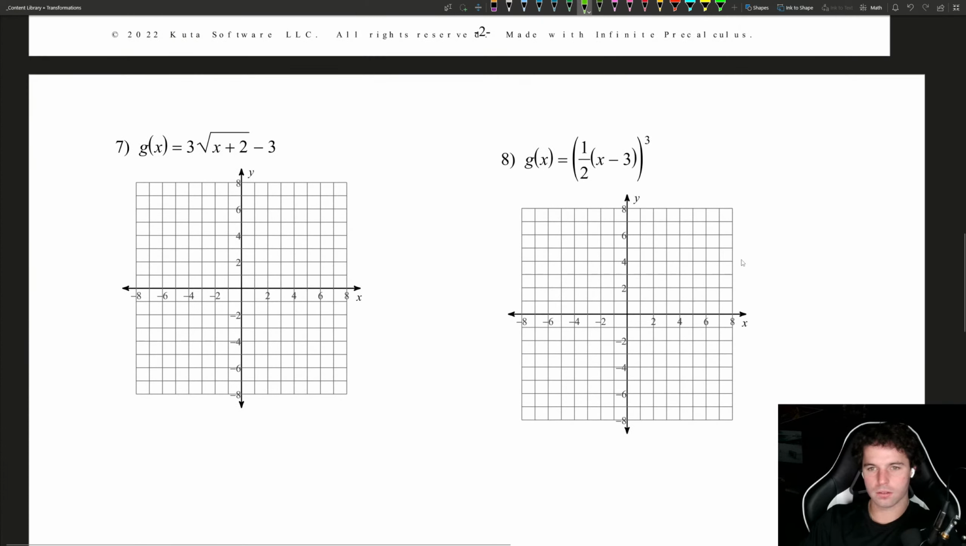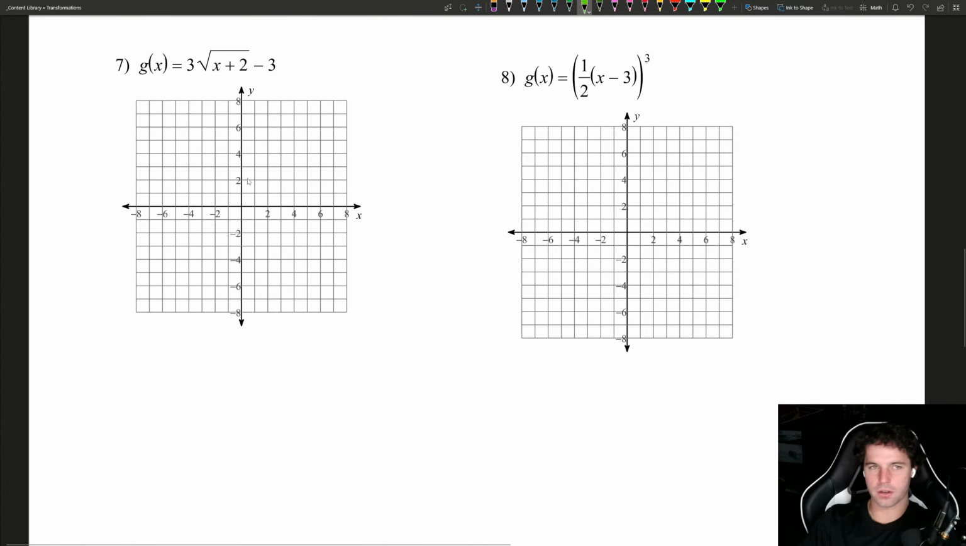So last two, and these are harder too. So this is a little bit more challenging. So this should kind of make you think a little bit harder. All right. So number 7, obviously it's the square root of x, but then we need to identify what's happening.